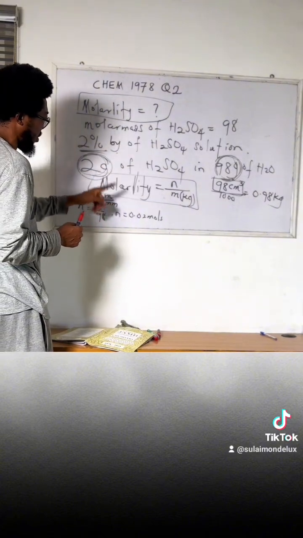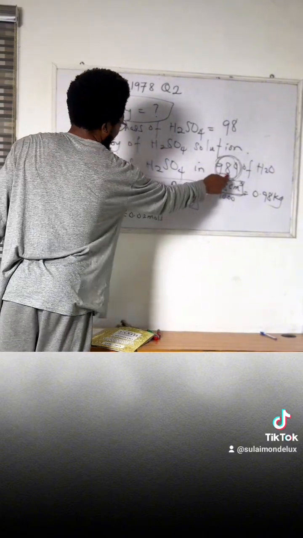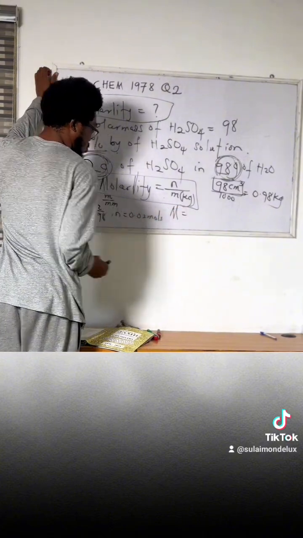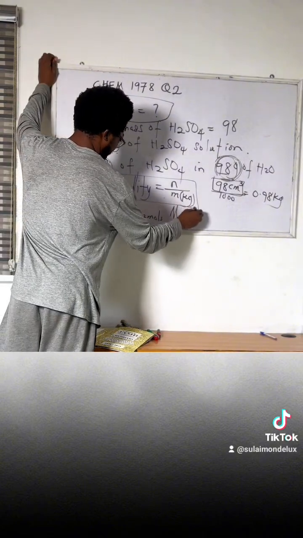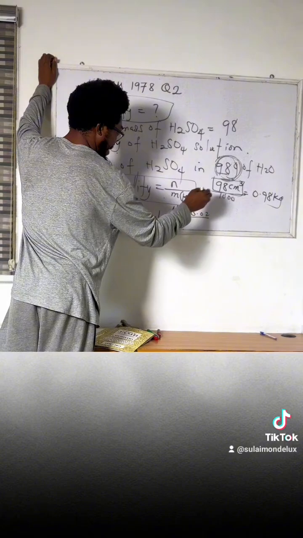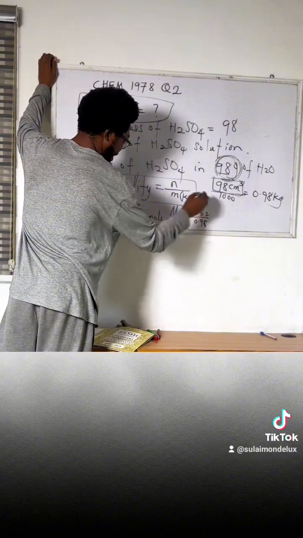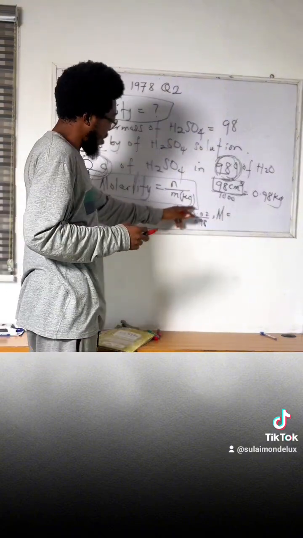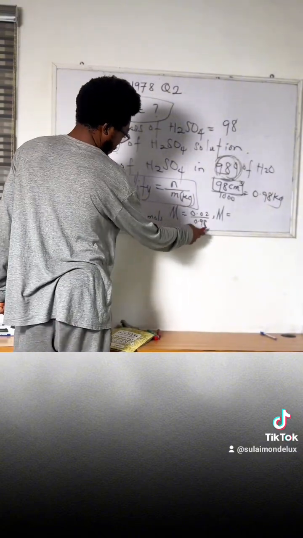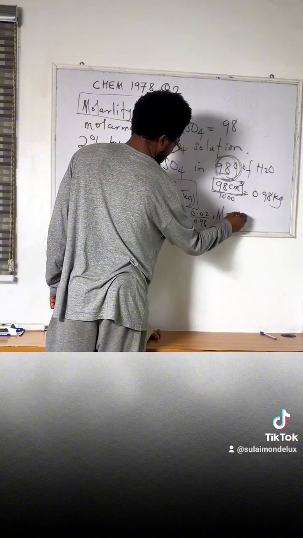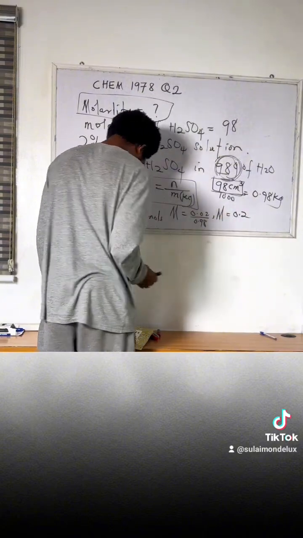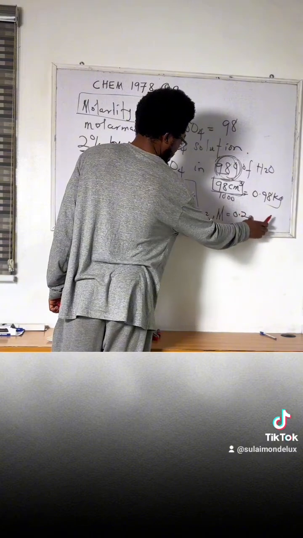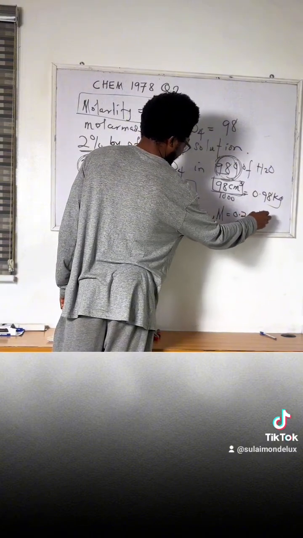Now we remember from our formula that molality is equal to the number of moles of H2SO4 divided by the mass of the solvent in kilograms. So our final answer: the molality is equal to the number of moles, 0.02, divided by 0.98. If you punch your calculator, 0.02 divided by 0.98 gives us 0.2. So the unit is going to be mole per kilogram.